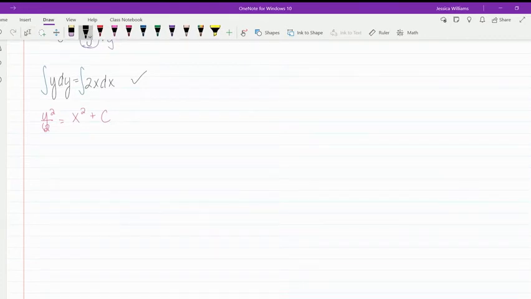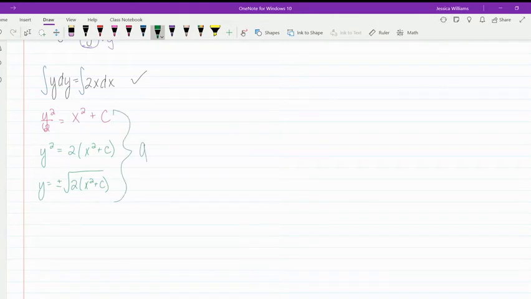Sometimes they make you get y alone. So if that's the case, we can do that. I'm going to multiply everything by 2 and square root everything. And I'm going to remember that when I square root, I end up with 2 solutions. So I'm putting plus or minus on the outside of my solution. When you have a plus c in your answer, any version of it is called the general solution.